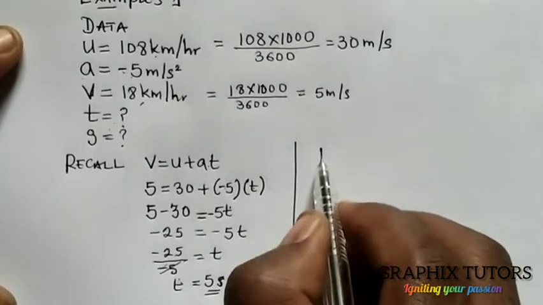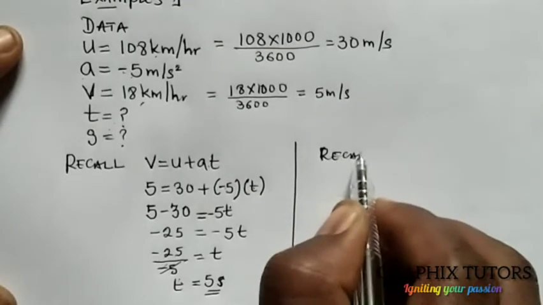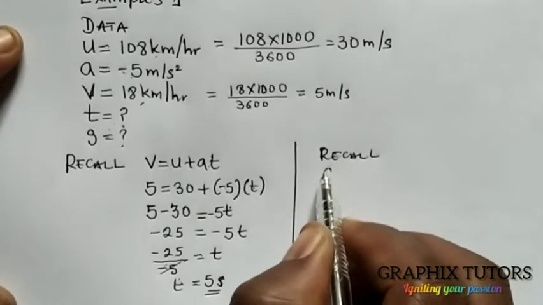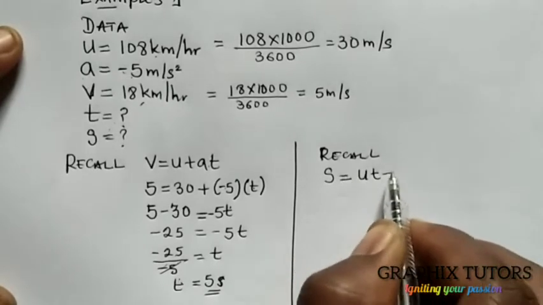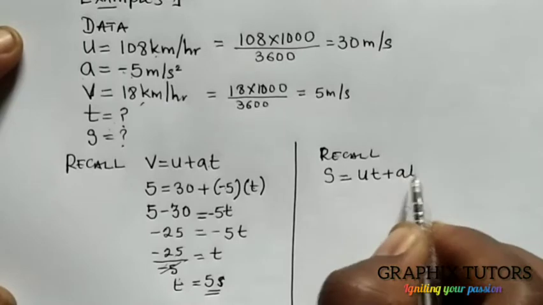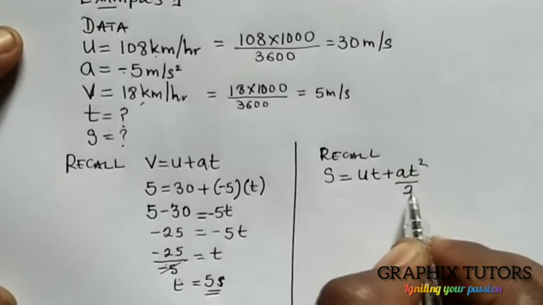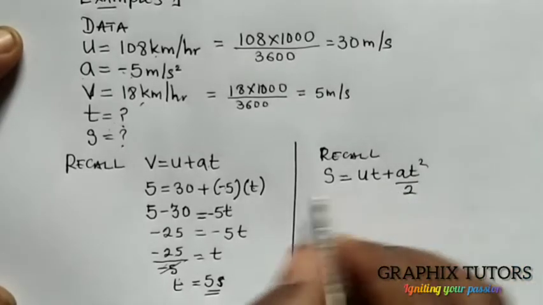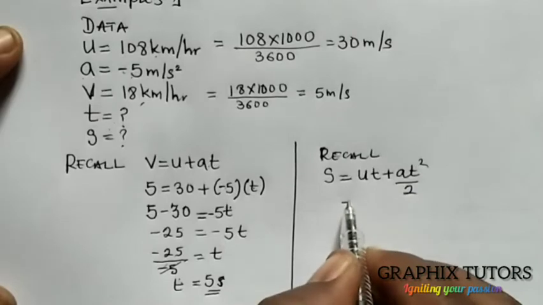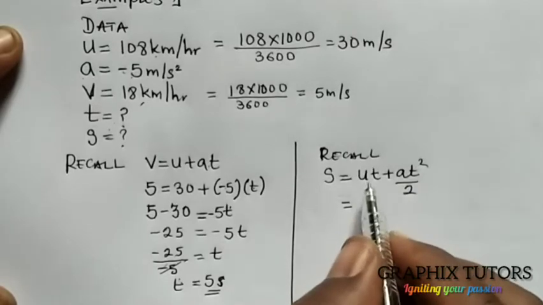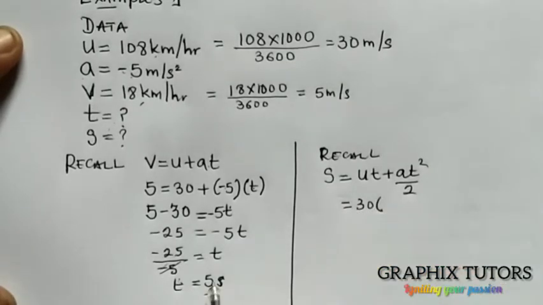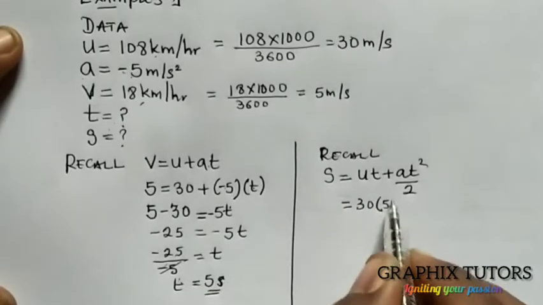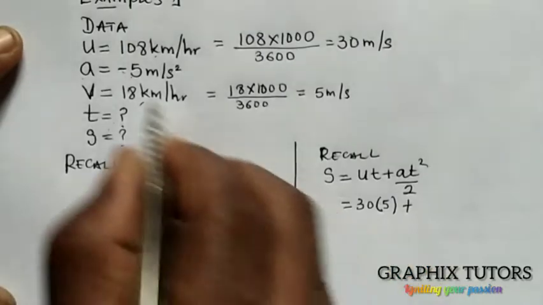So recall, X is equal to what? Ut plus what? At squared over 2. Now what is S? We don't know what S is. So equals to, what is U? We see our U is 30. Then the T calculated for is what? 5. Plus the A is minus 5.